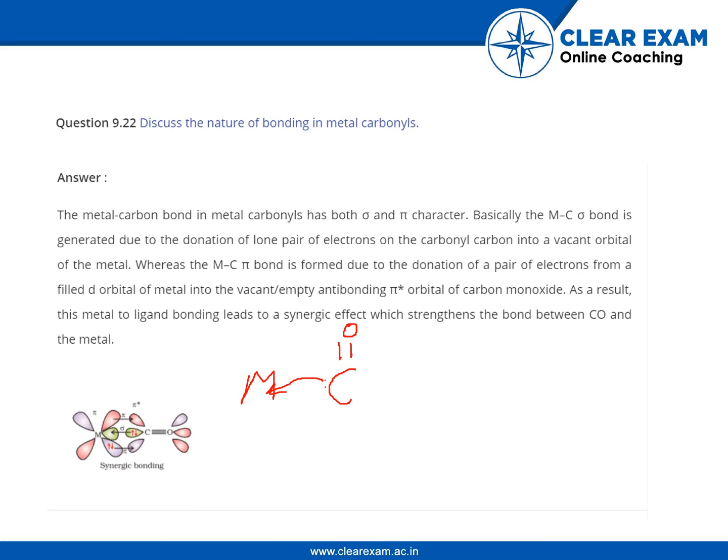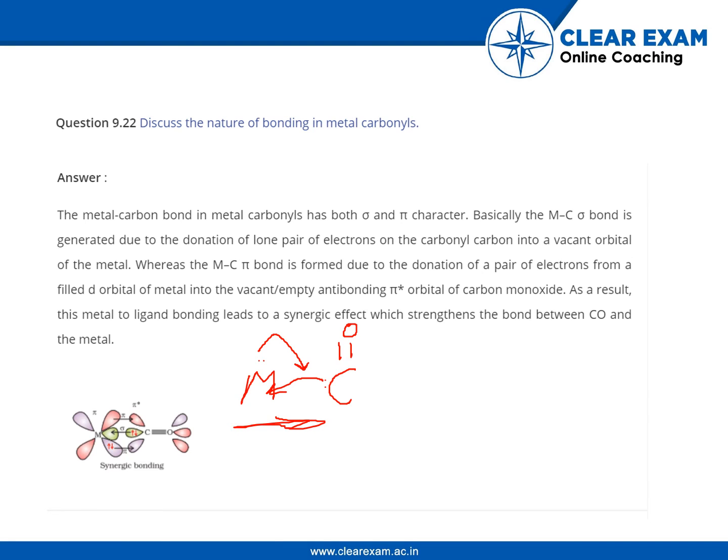a M-C single bond. Okay. So basically, this is what is happening, and if there is a lone pair of electrons in the d orbital of this metal, it can also donate it to the carbonyl group. Okay. So if it donates a lone pair of electrons to the carbon, the strength of this M-C bond increases.